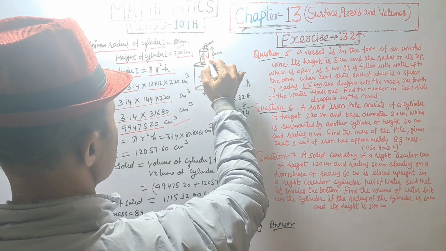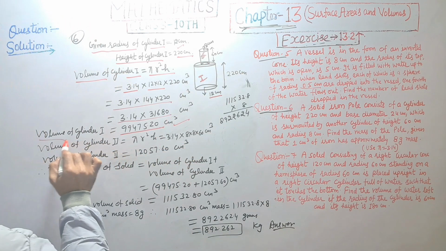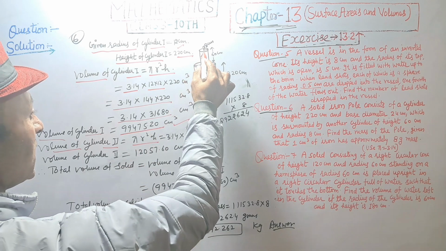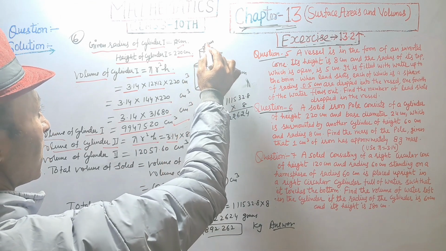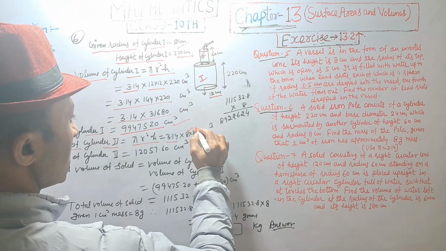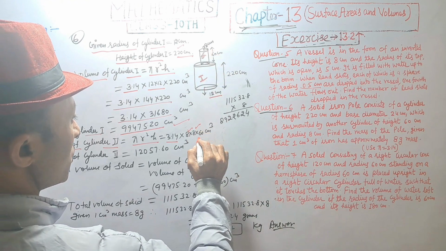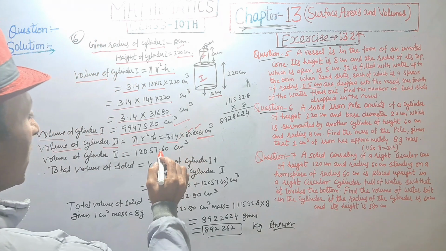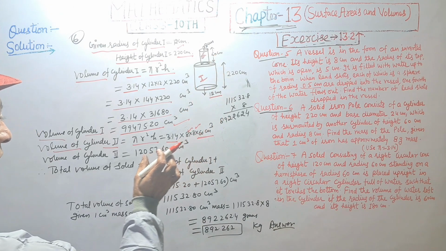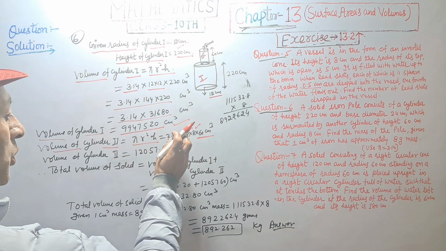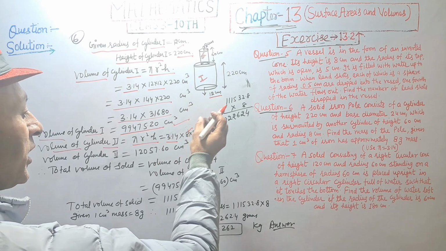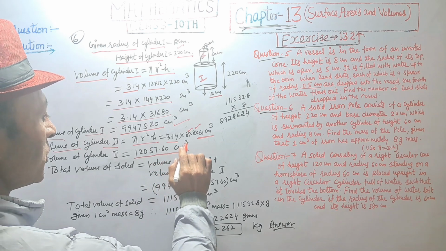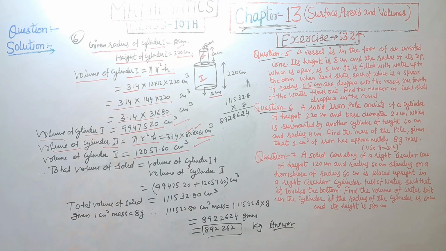And volume of second cylinder, pi r square h. Pi is equal to 3.14, and here radius is equal to 8 centimeter, 8 into 8, and height is equal to 60 centimeter. Volume of cylinder pi r square h, 3.14 into 8 into 8 into 60. We get 12057.60 centimeter cube. Its volume of second cylinder.